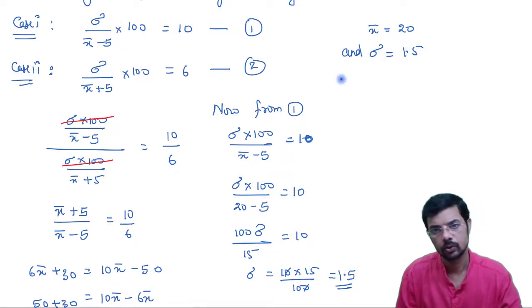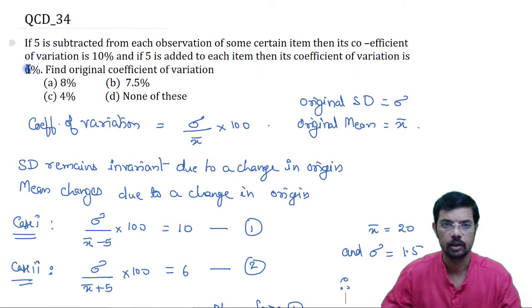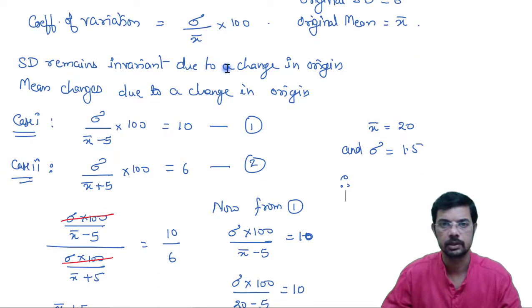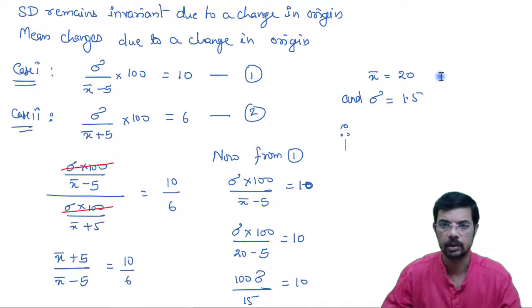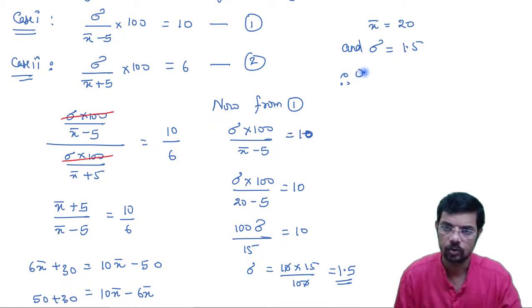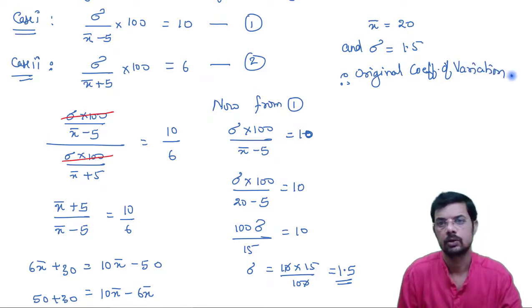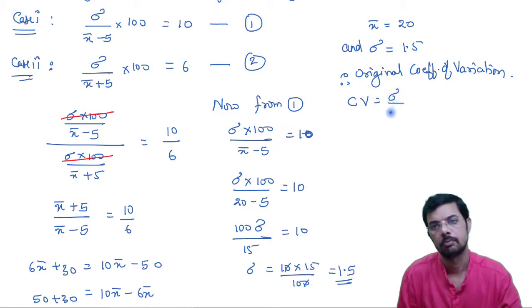So therefore, what are we asked? We are supposed to find out the original coefficient of variation. The original coefficient of variation is nothing else but sigma by x bar into 100. So we are supposed to find out sigma by x bar, the original coefficient of variation.